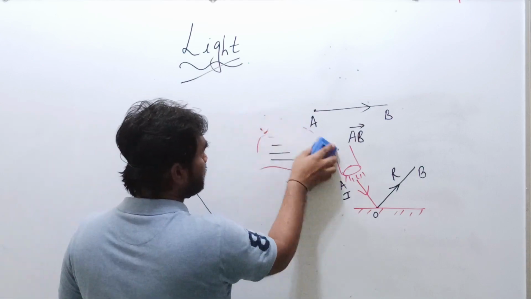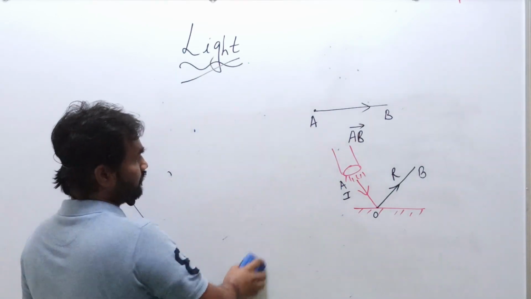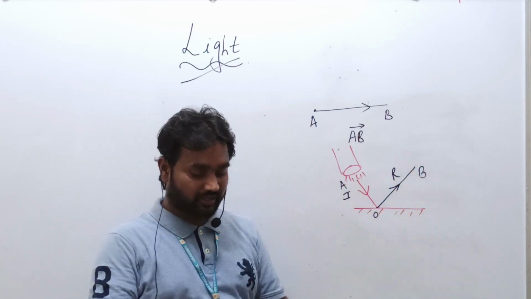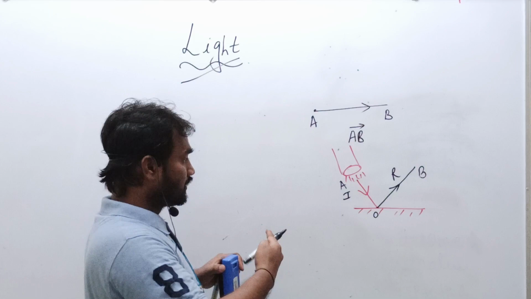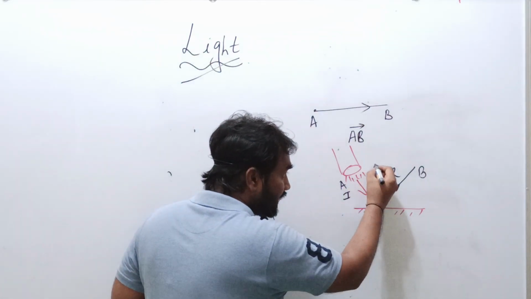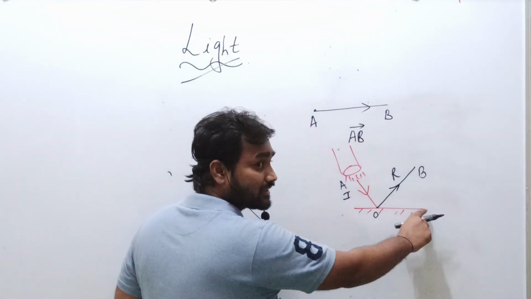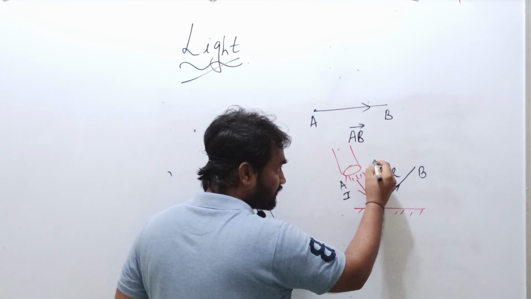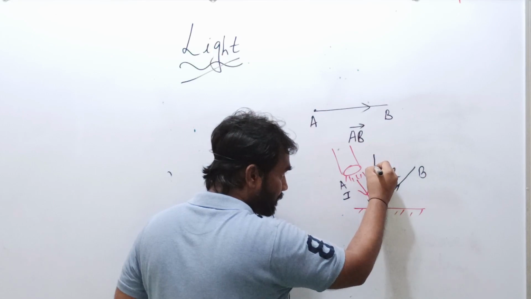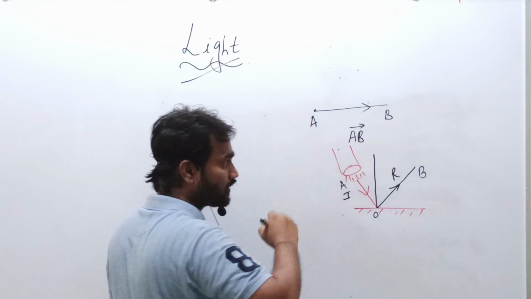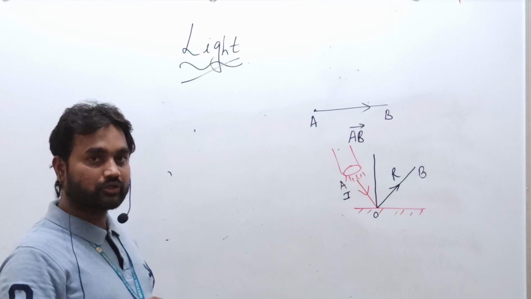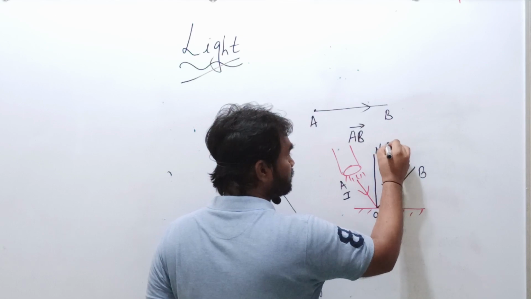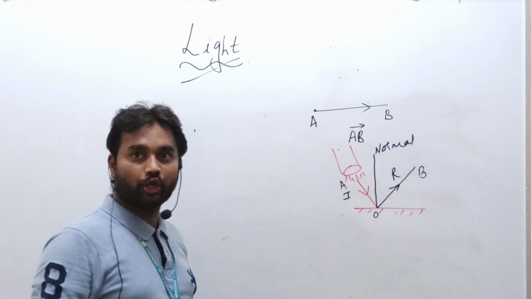So as I said, this was the incident ray; we have dealt with the incident ray and the deflected ray. Listen carefully. Here, if I draw a perpendicular line to this reflecting surface, this is the reflecting surface, this is shaded, right? If I draw a perpendicular line, then we call it the normal.